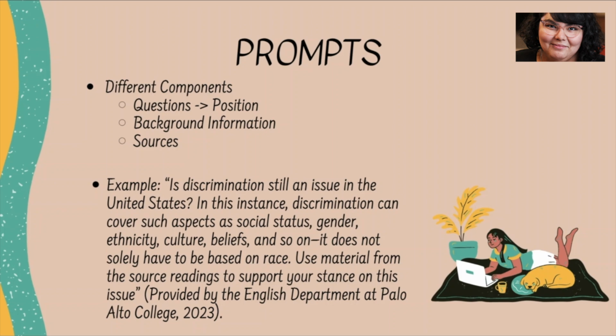Let's take a look at the example on the screen, which is an example of how an argumentative paper's prompt may look, and we can dissect each component to help create the thesis. So the example states, is discrimination still an issue in the United States? In this instance, discrimination can cover such aspects as social status, gender, ethnicity, culture, beliefs, and so on. It does not solely have to be based on race. Use material from the source readings to support your stance on this issue.